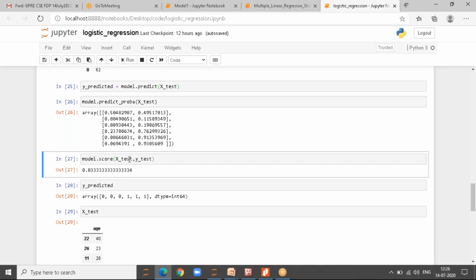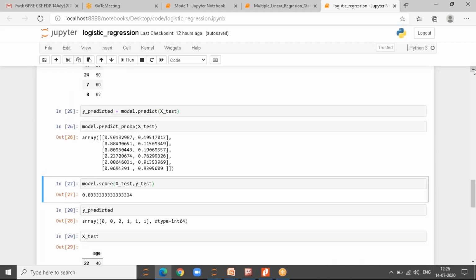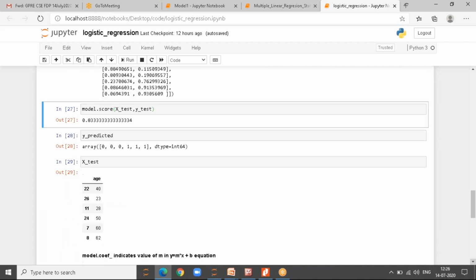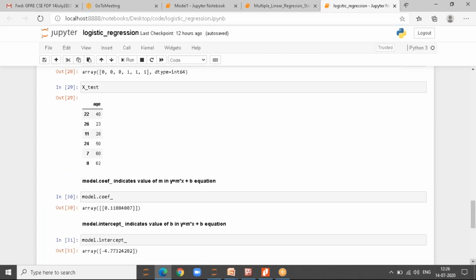Then I am just printing the values that I predicted. Here these are the values that I got in terms of an array. Through this array I will come to know that 0 indicates you won't take the insurance and 1 indicates you will take the insurance. I just printed those values for my purpose. This is how we can do it with logistic regression.